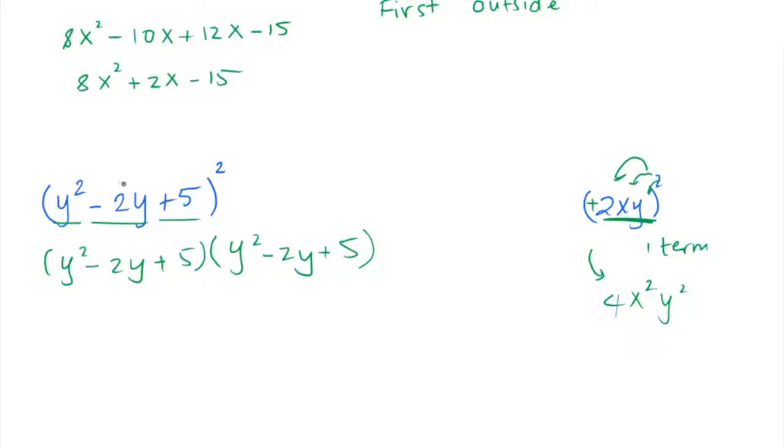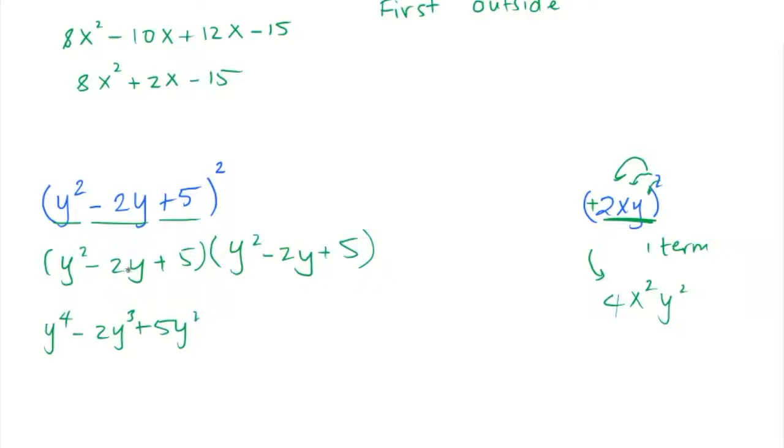It isn't the same as something like this. Here we have 3 terms. So in this case, we have to expand it. y squared times y squared is y to the power of 4. y squared times minus 2y, so minus 2y cubed. y squared times plus 5, so plus 5y squared. So I multiply the first term with each term here.